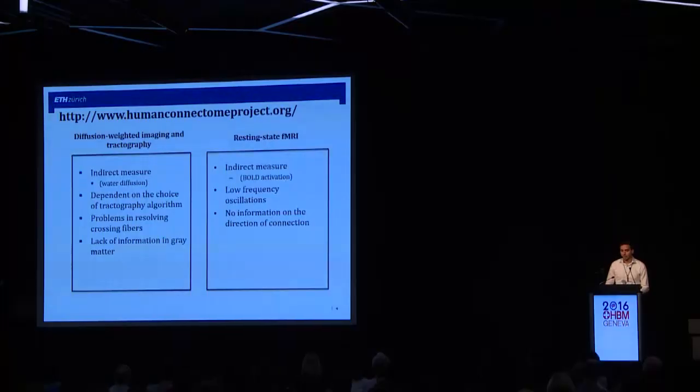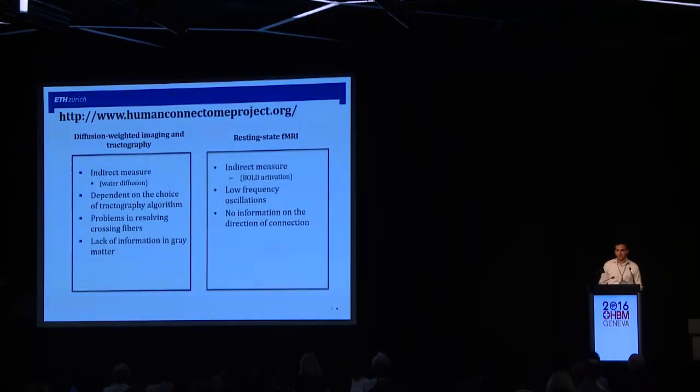In particular, both of these methods rely on indirect measures, either of water diffusion or BOLD activation. And even more, diffusion-weighted imaging and tractography suffer from a very low sensitivity in the gray matter, which is the region we are actually mainly interested in.